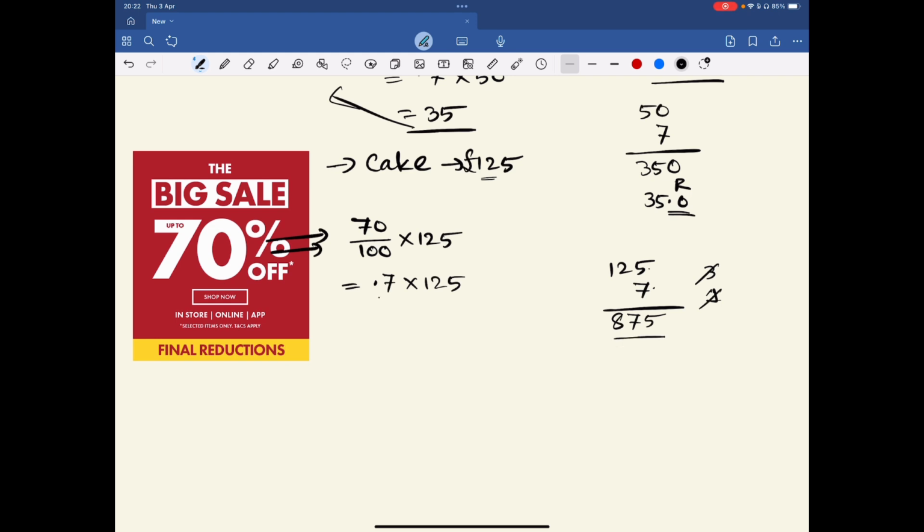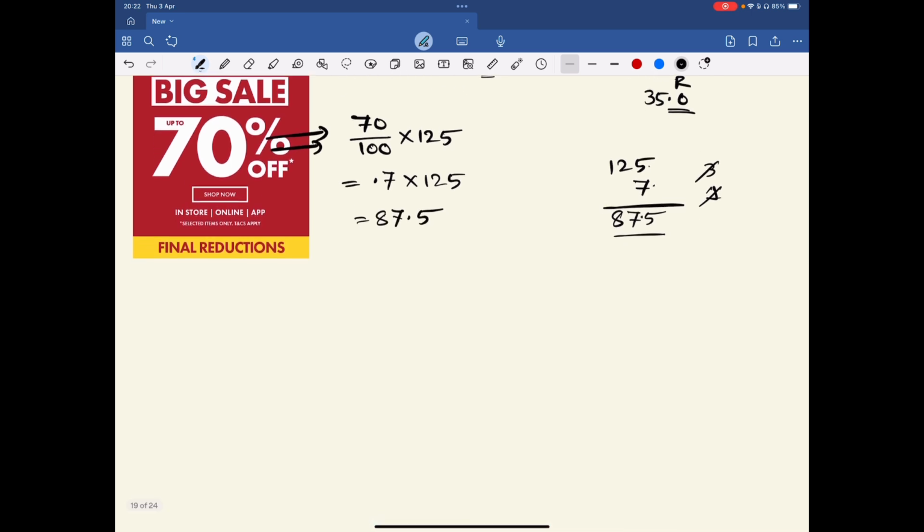And how many place values after the decimal? 1. So you have to put the place value there. So it is 87.5. That's it. Let's say another one.